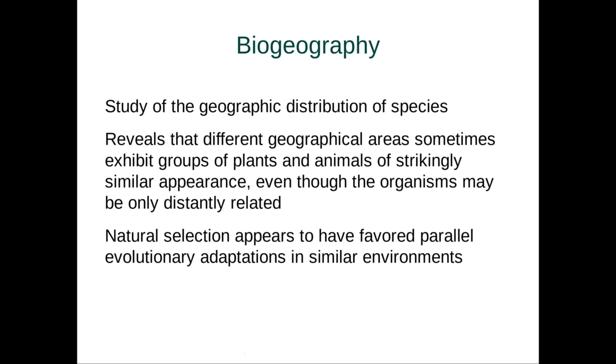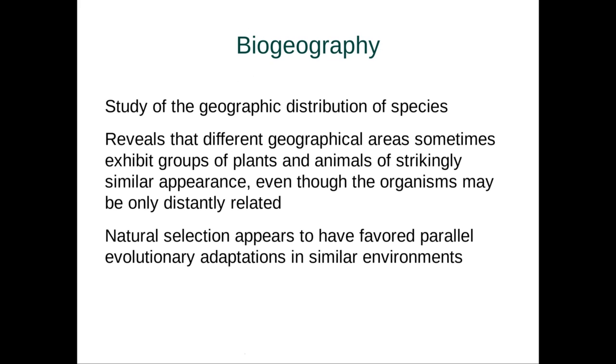Now, we can actually study evolution and natural selection through a process called biogeography. And its name kind of tells you what it is. Bio meaning life, geography meaning area, right? Maps and all that fun stuff, right? So biogeography is simply the study of the distribution of species across the planet.